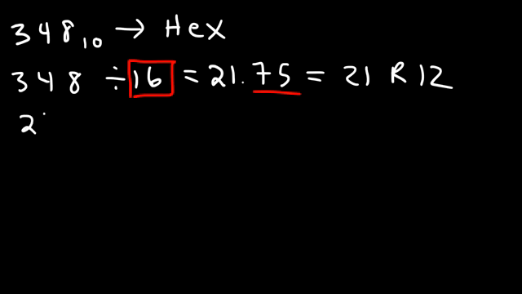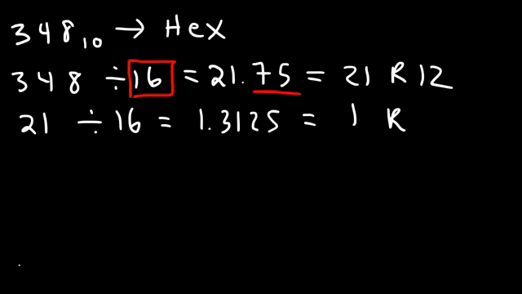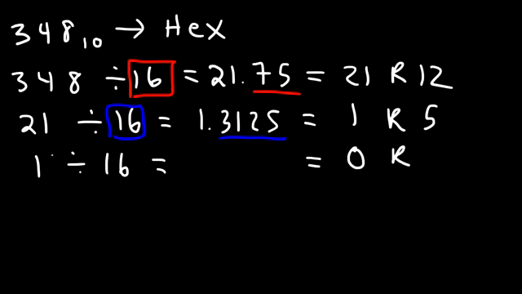Now let's take 21 and then let's divide that by 16. So 21 divided by 16 is 1.3125. And so we have 1 remainder. Now let's multiply 16 by 0.3125. And that's going to give us 5. So it's 1 remainder 5. Next, take 1 divided by 16. Now we know 16 goes into 1 0 times with a remainder of 1.